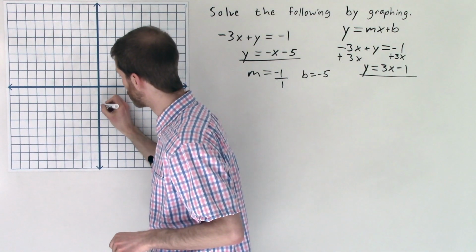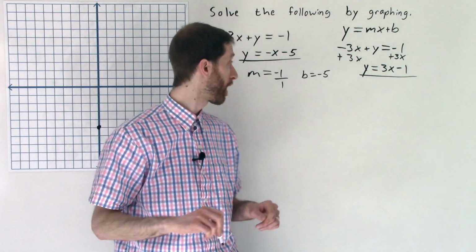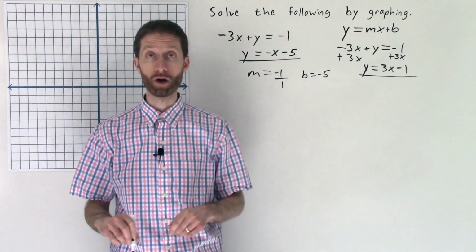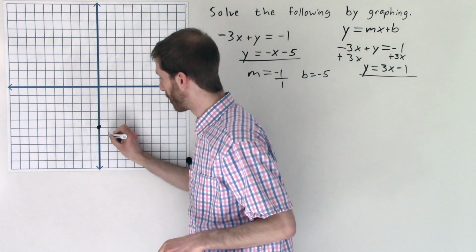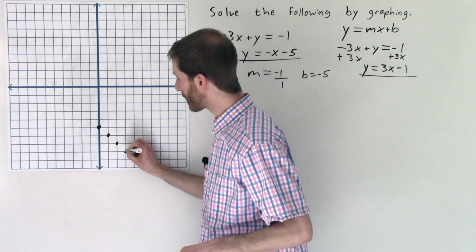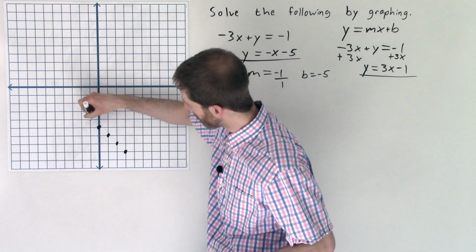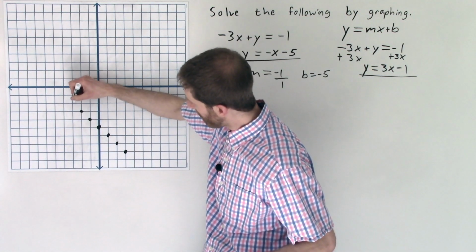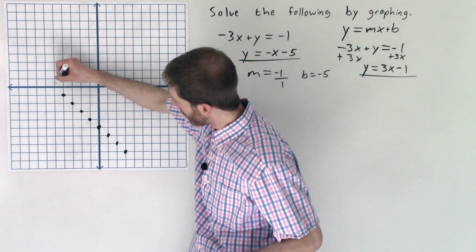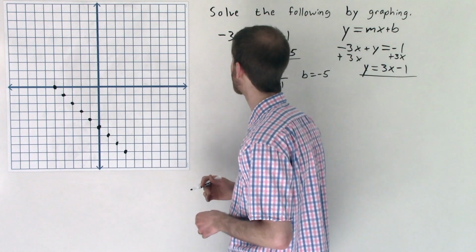That would be 1, 2, 3, 4, 5. Perfect. And then our slope of negative 1 would be down 1, right 1. Down 1, right 1, and down 1, right 1. And let's go in the opposite direction too, just in case the intersection's somewhere over here. Up 1, left 1, and we just keep going like that, and so on and so forth. And maybe we need more points. Who knows? We'll see after we graph the second equation.